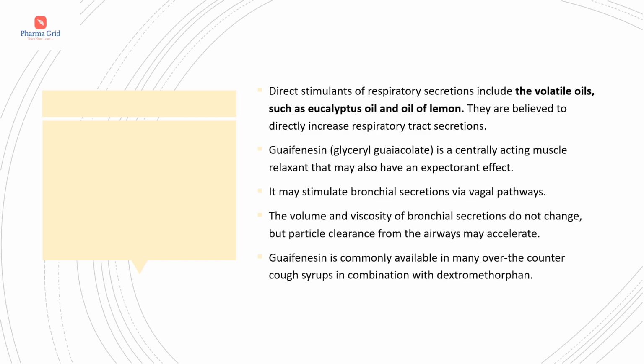Then there are certain direct stimulants of respiratory secretions. Examples include volatile oils such as eucalyptus oil and oil of lemon. They are believed to directly increase the respiratory tract secretions.